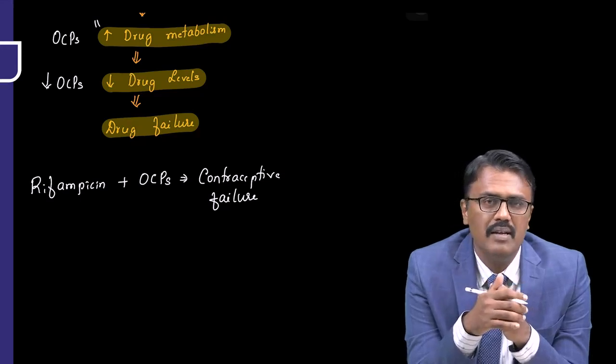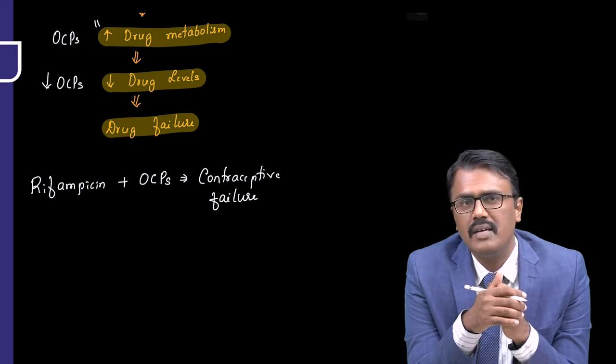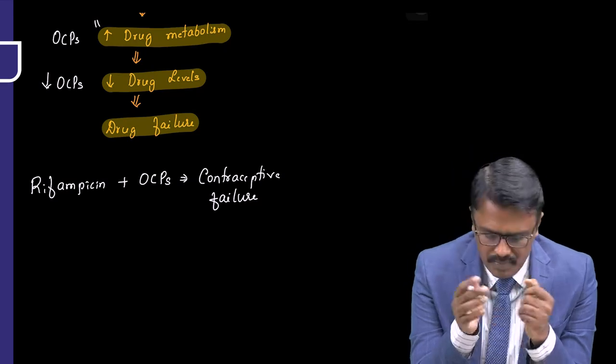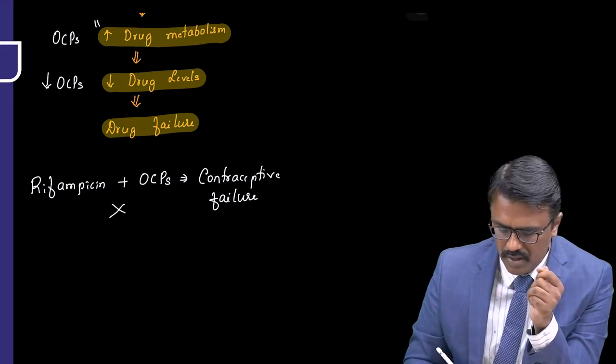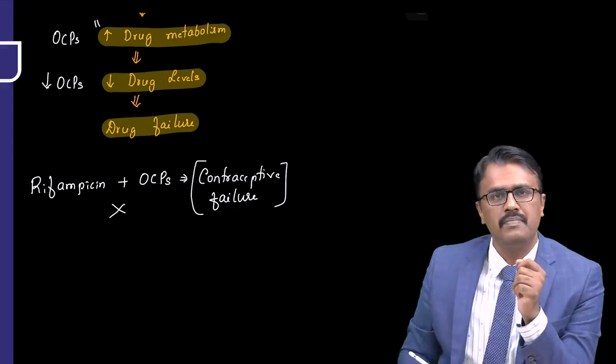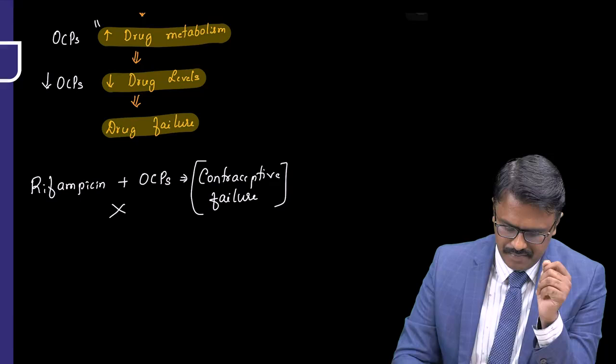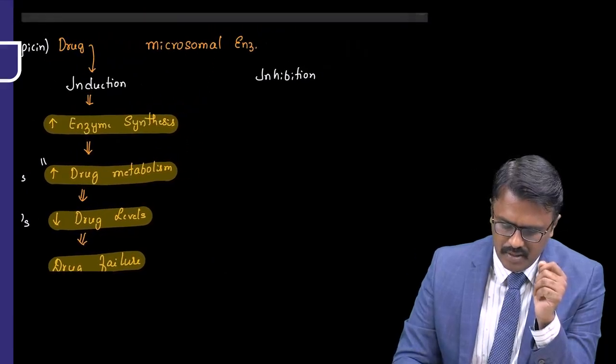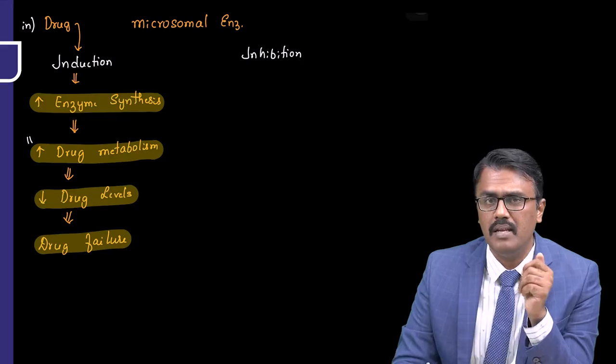So this is one of the clinical based importance of knowing enzyme inducers. So rifampicin and OCPs should not be combined. If you combine, there is contraceptive failure. Clear? Yes. Now the next important thing is, what do you mean by enzyme inhibition?